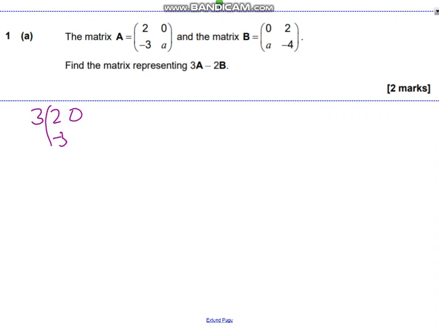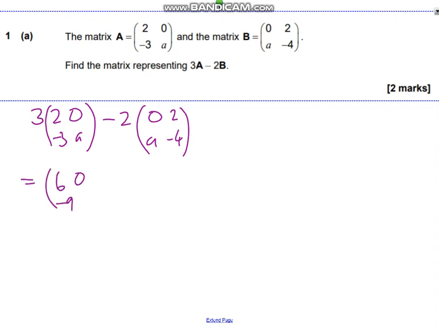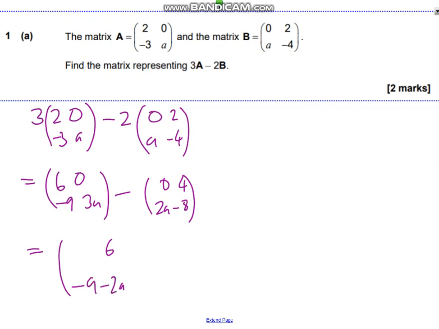2, 0. Okay, so all I'm doing is just popping A in there, so that's 3A, minus 2, and then I just put B in. And I'll just multiply that through, so we've got 6, 0, minus 9, then 3A, minus, and then 0, 4, 2A, minus 8. All this is really doing is just checking you don't screw up on the double negative. But we should get 6, and then minus 9, minus 2A, and then minus 4, and then 3A. That's going to be, we've got minus 8, so 3A plus 8. Okay, cool, and that's that one. Alright, on to the next one.